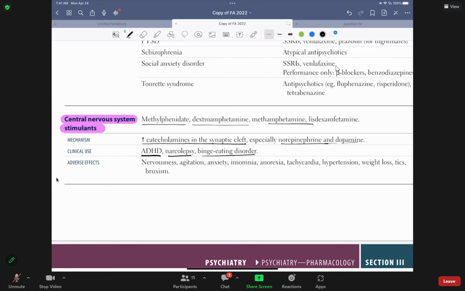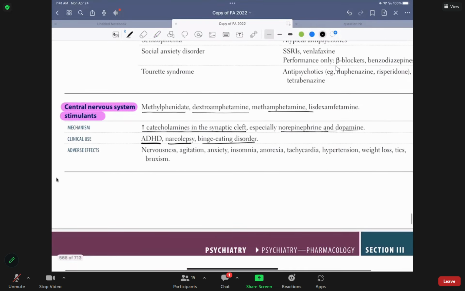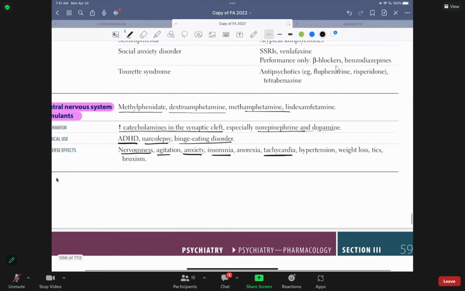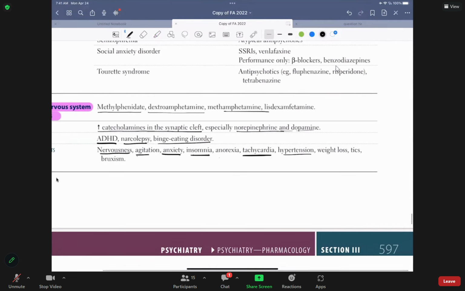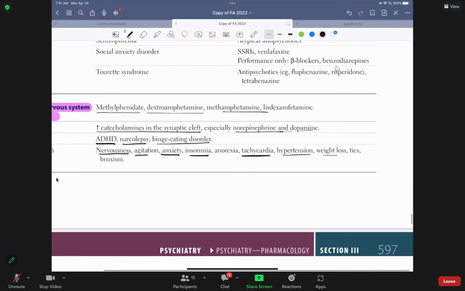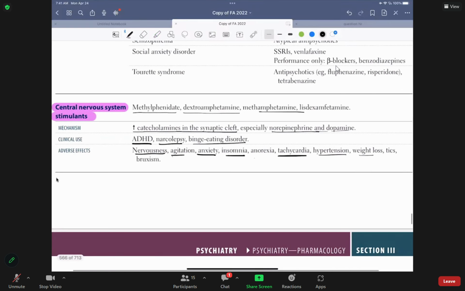Now, adverse effects. Think about it. If you increase sympathetic, what will be the adverse effects? All the sympathetic adverse effects, right? More sympathetic gives you nervousness, agitation, anxiety, insomnia, tachycardia. Doesn't it look like all sympathetic symptoms, folks? Even more, hypertension. They may have to take it for a longer time to lose weight. Can this give chest pain? Technically, yes. If you take too much, it can give you chest pain.